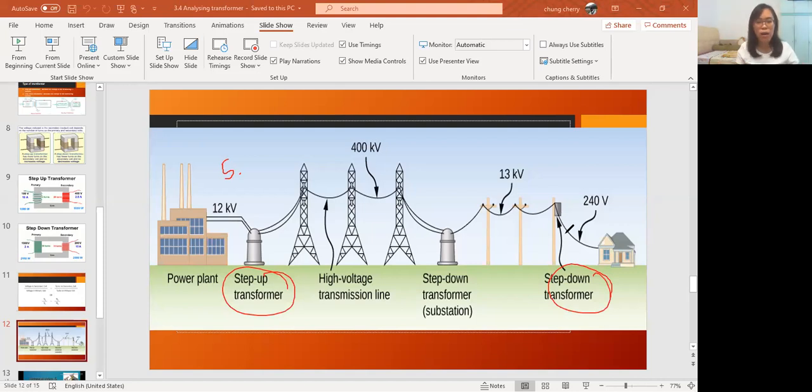Same as how to write, you just write the wording in one line, like this, then like this, then like this. Then at the end part you write house.